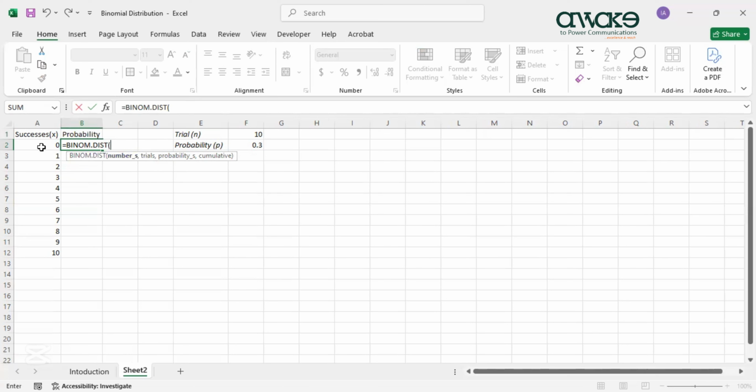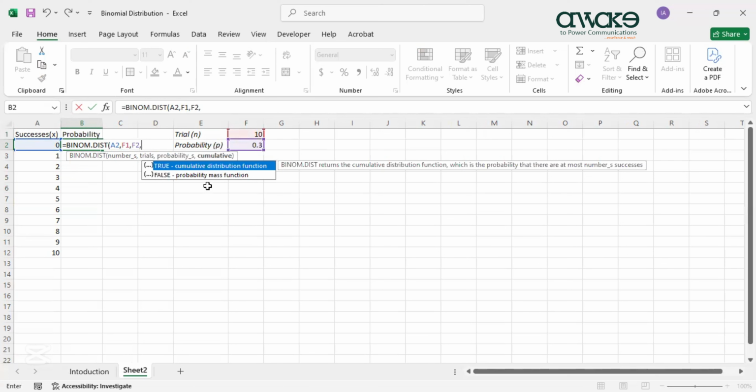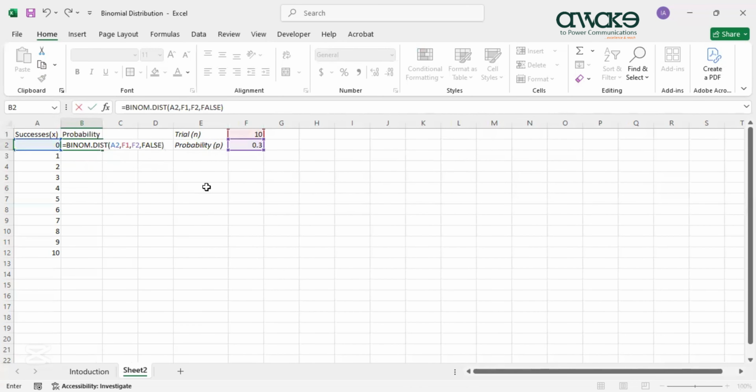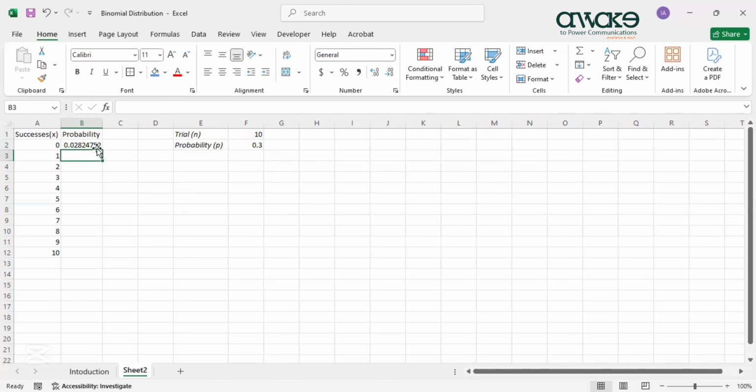X comes first, which is 0, right? And 0 is in A2, comma. The number of trials is 10. We have trials here, 10, right? Then, comma. Then probability is this, 0.3, right? So click on it, comma. Because we want the probability of exactly x successes, we are going to use false as the cumulative here. Let's go ahead and hit enter. So this is the probability of 0 successes.